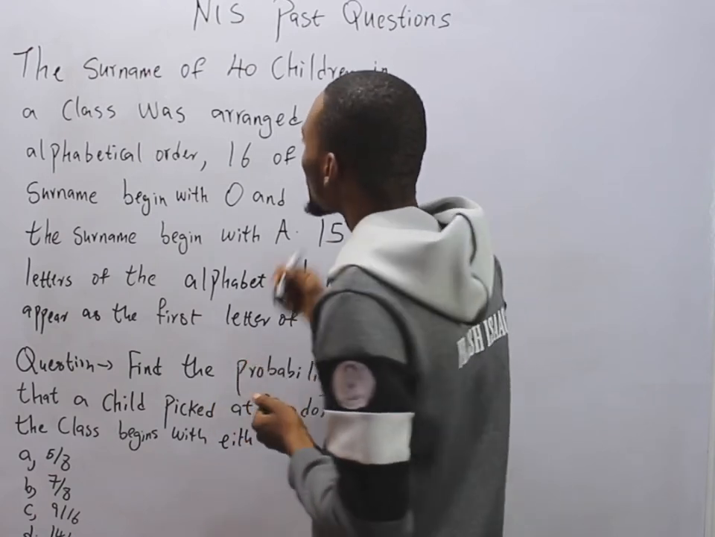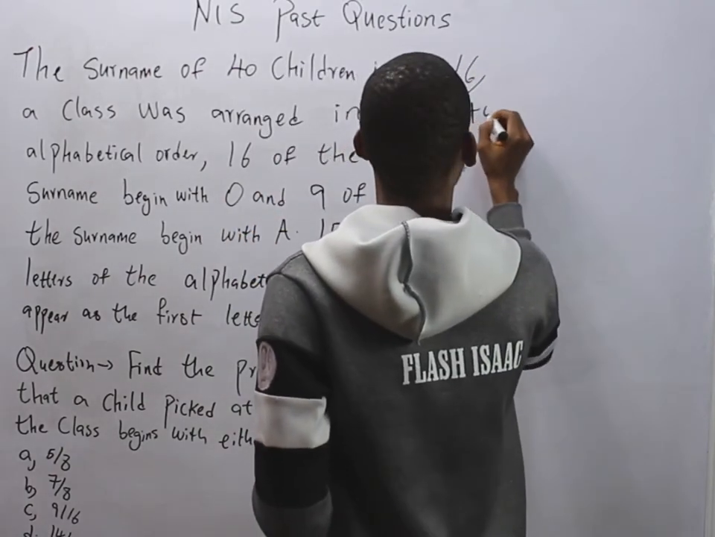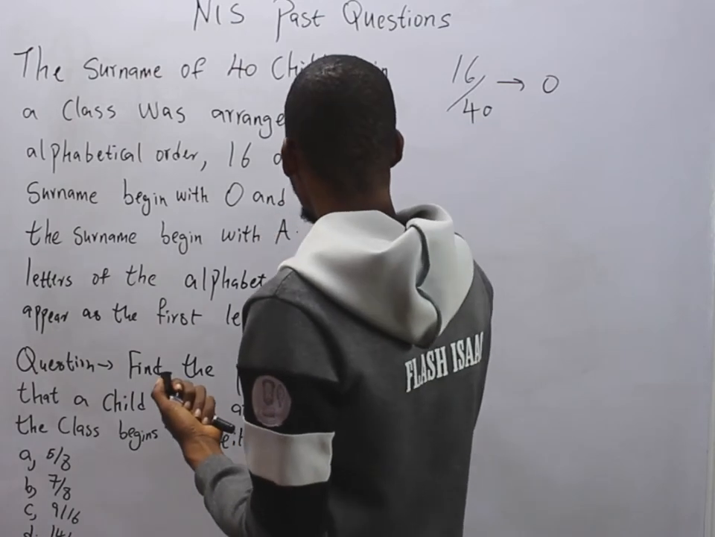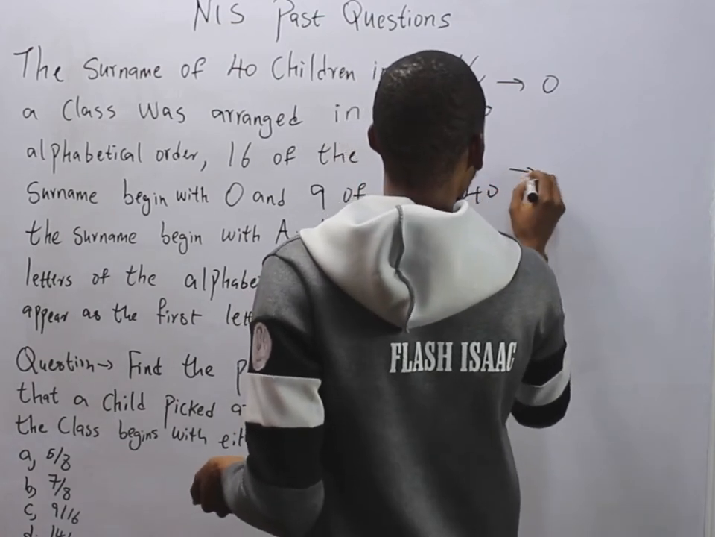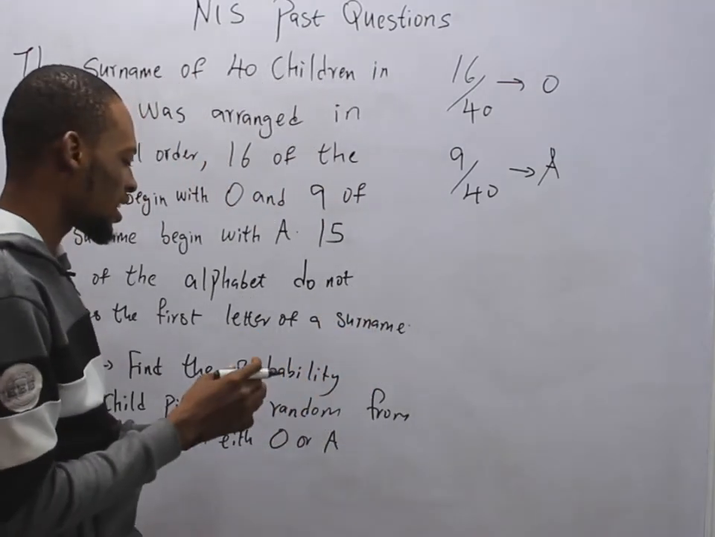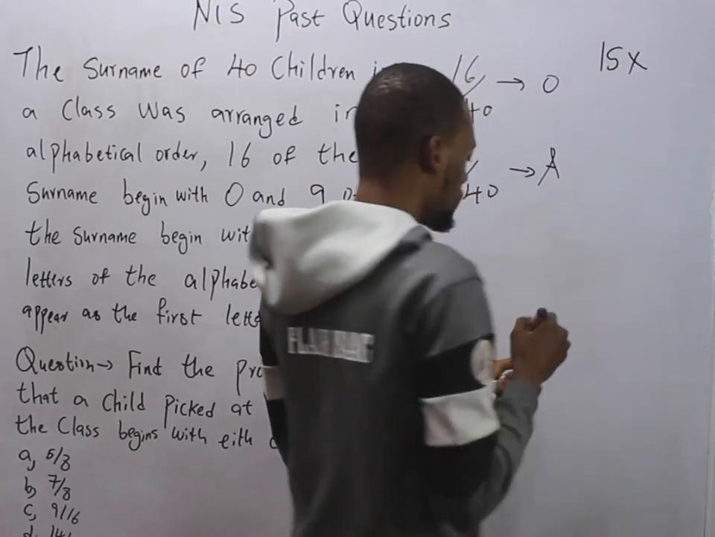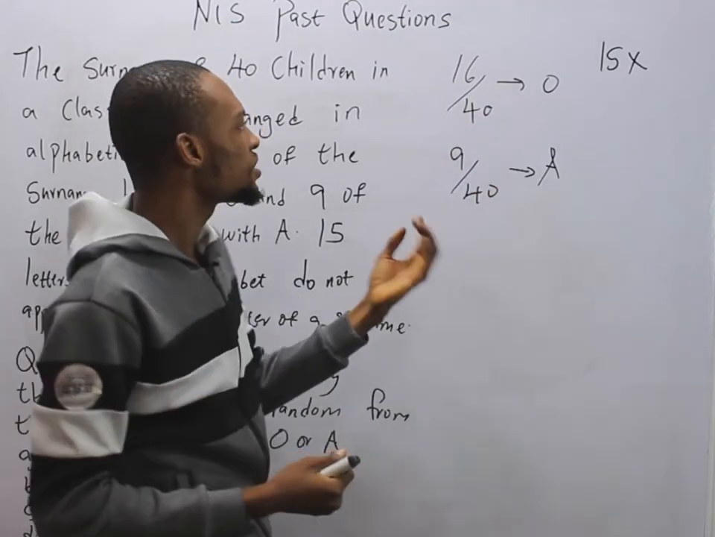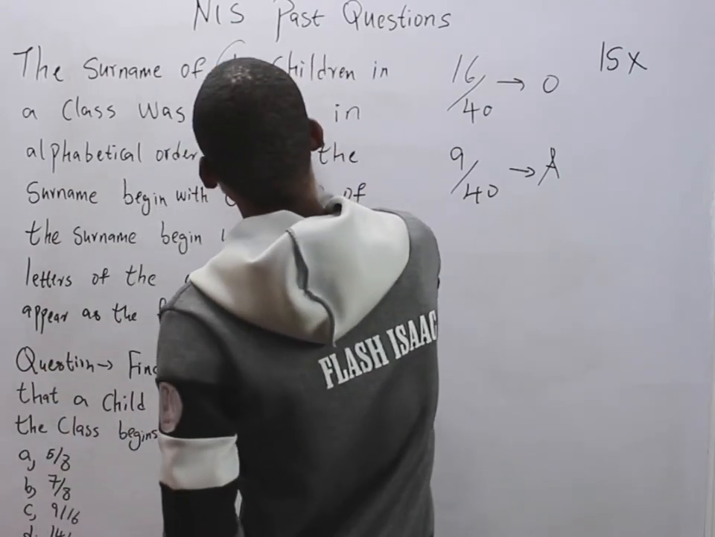Now, 16 of the surnames begin with O. This means 16 over 40, or 16 out of 40, begin with O. Then 9 of the surnames begin with A. So 9 out of the total, which is 40, begin with A. And they said 15 of the letters do not appear as the first letter of a surname. So the total considered were 16, 9, and 15. 16 plus 9 plus 15 gives you 40. This means the number is correct, a total of 40 children.